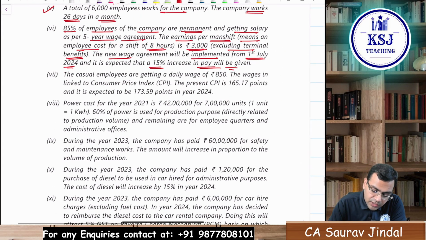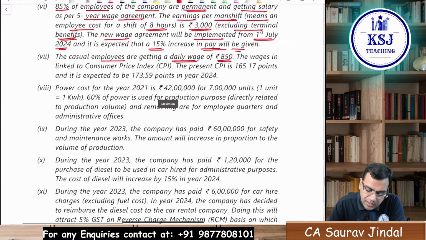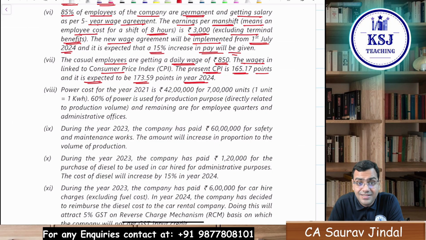Further, the casual employees are getting a daily wage of 850. For the temporary employees, they have used the word casual employees. The wages are linked to the consumer price index. The present CPI is 165.17 points and it is expected to be 173.59 points in the year 2024, that is the next year.